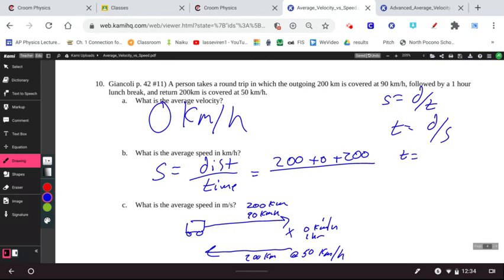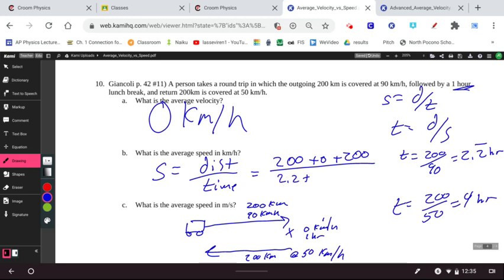So the first one is 200 kilometers divided by the 90 kilometers per hour. And so when we do that, we get 2.2 repeating hours. And then in the second, it would be 1 hour. We know that. And then the third part, it's 50 kilometers per hour. So again, time is equal to 200 divided by 50, or 4. So the total time here is going to be 2.2 plus 1 plus 4.